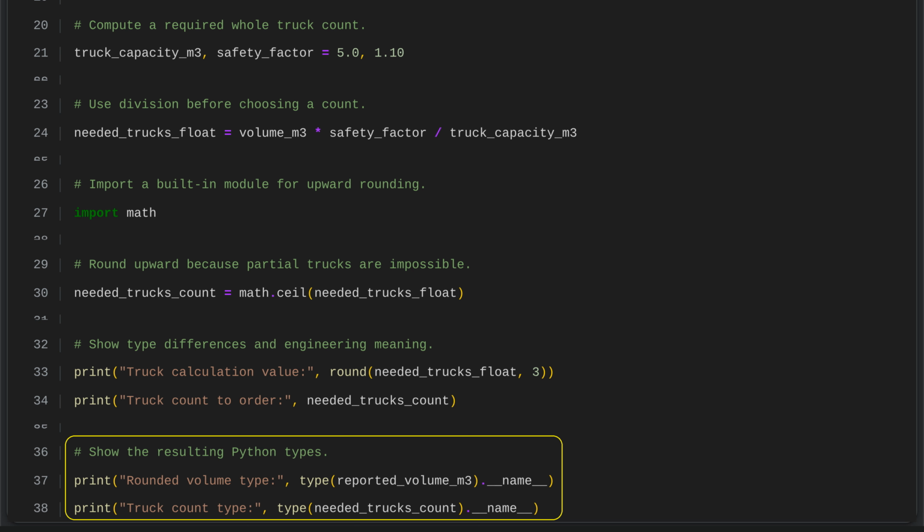The code checks the data types of the rounded volume and the truck count to confirm the calculations produced the expected results. The rounded volume remains a floating point number, while the ceiling operation makes the truck count an integer. These checks help ensure engineering calculations stay accurate and consistent.